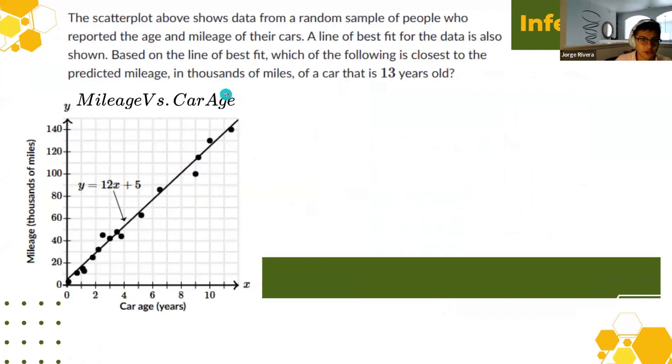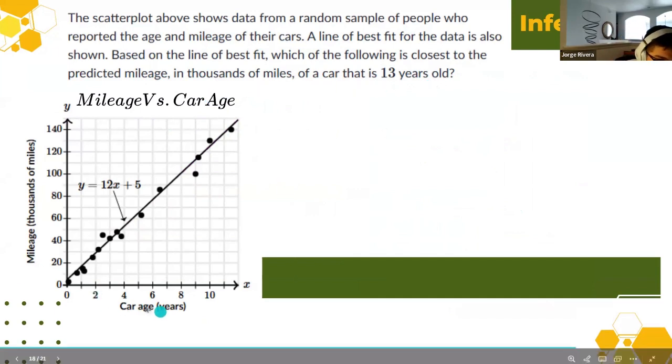So the scatter plot below shows data from a random sample of people who reported on the age and mileage of their cars. So a line of best fit for the data is also shown. Based on the line of best fit, which of the following is closest to the predicted mileage in thousands of miles of a car that is 13 years old.